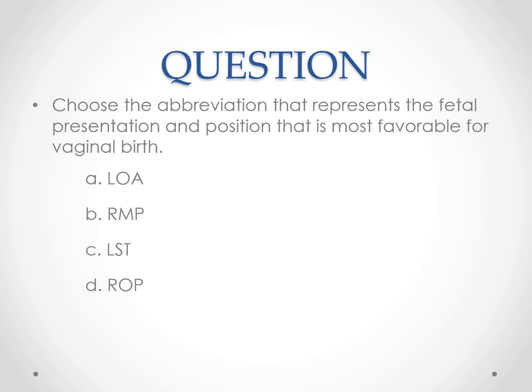Now here's a question. Which one of these abbreviations represent the fetal presentation and position that is most favorable for a vaginal birth? Well, after we go over this in class, if you're not sure now, you probably will be sure. And of course, there is A, LOA, left occiput anterior.